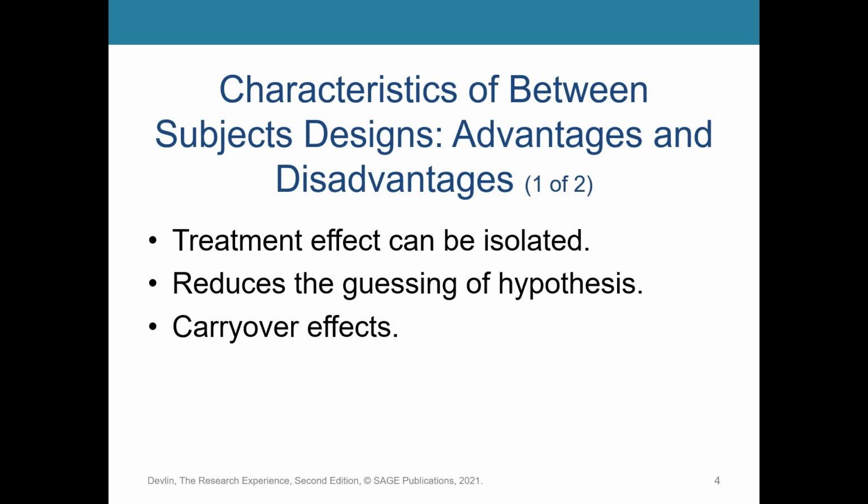So what are some characteristics and some advantages of between subjects designs? Well, the best thing about between subjects designs is since you have participants in different conditions, you can isolate the treatment effect. So you can be sure that whatever you expose your participants to, it is causing the change in the dependent variable. Because remember, you manipulate the independent variable to see if there's an effect on the dependent variable.